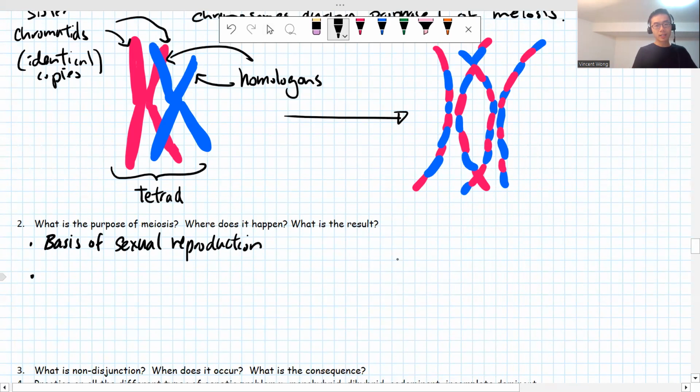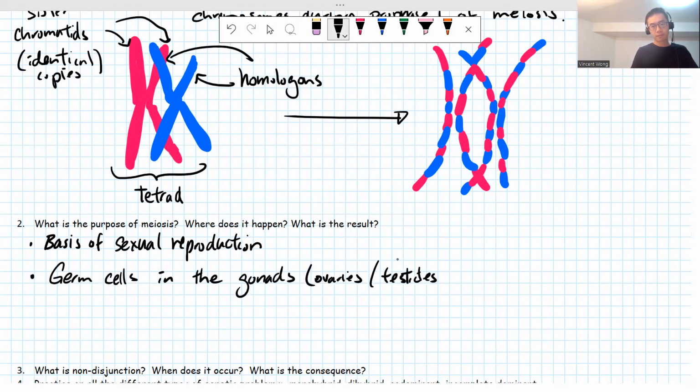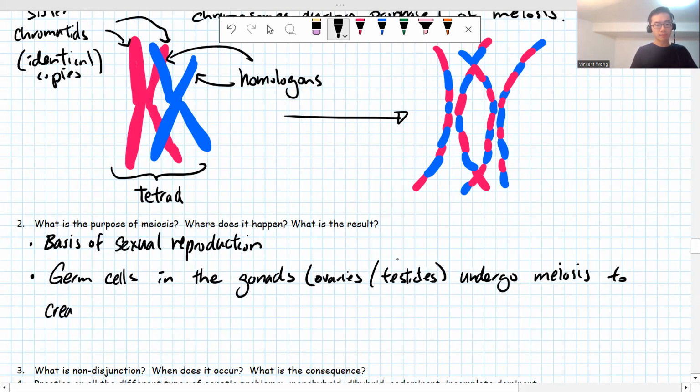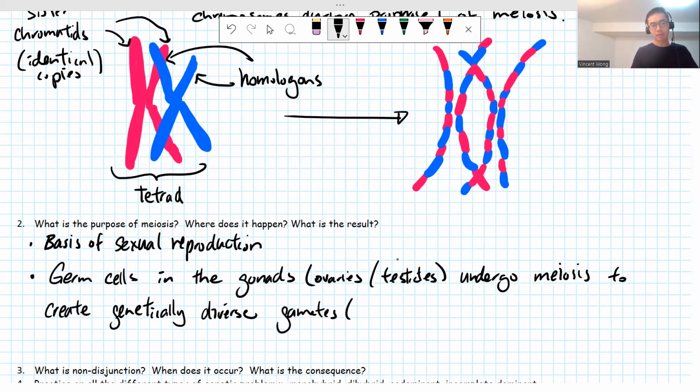Where does it happen? So germ cells in the gonads undergo meiosis to create genetically diverse gametes. Gametes are egg or sperm.